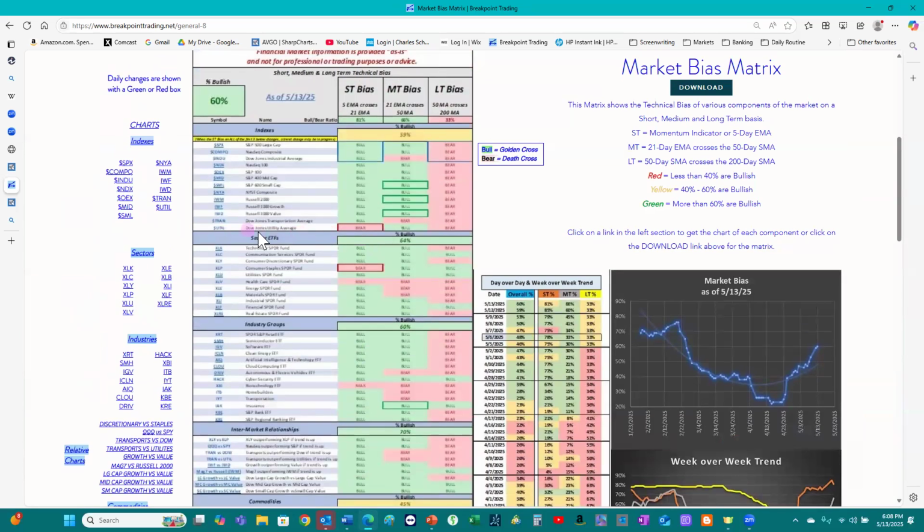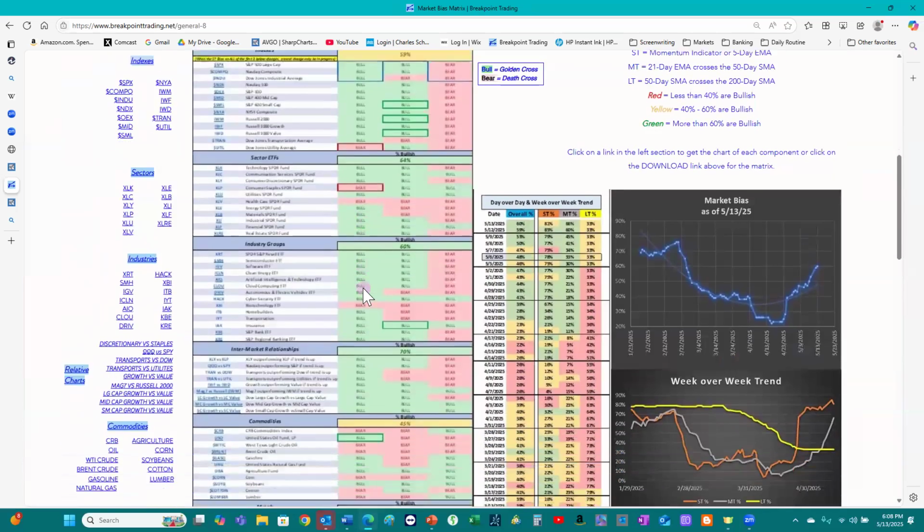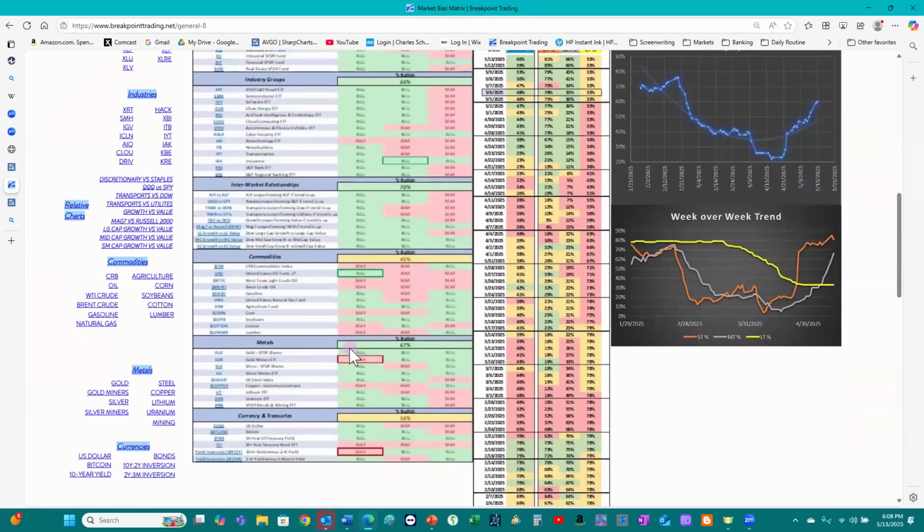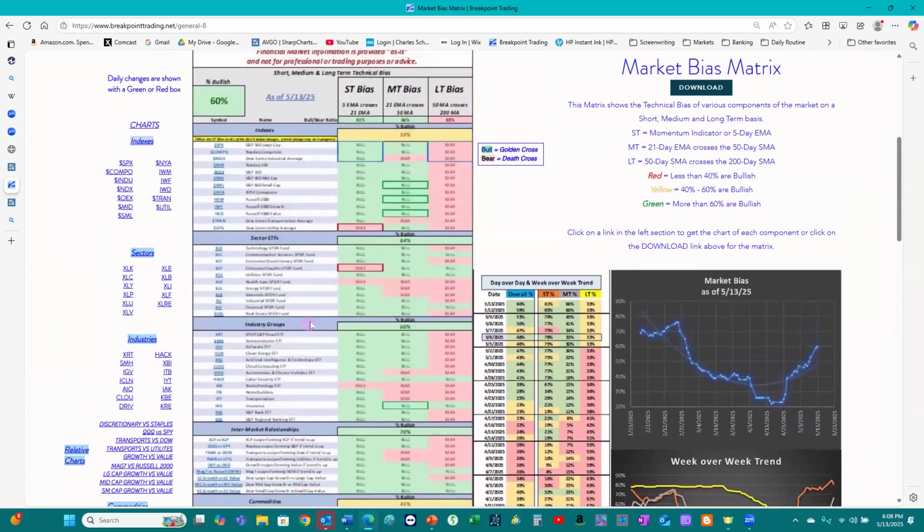So this is utilities. This down here is the staples sector. This one down here is gold miners. And down here we have the yield curve. So those typically go down. Most of those go down when the market is going up. And we can take a look at each one of these.